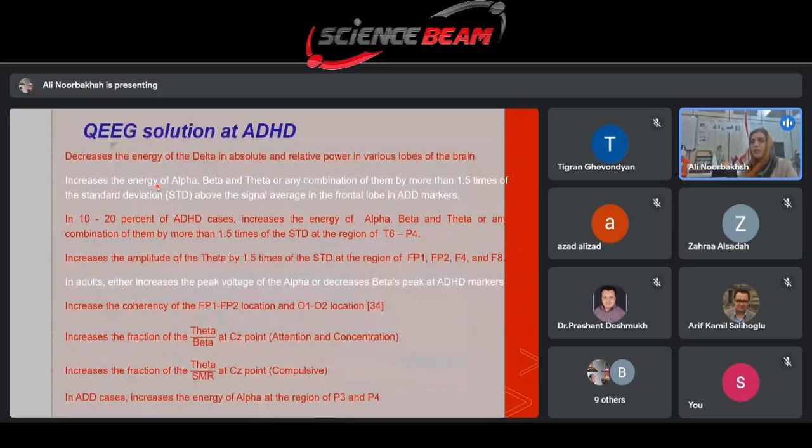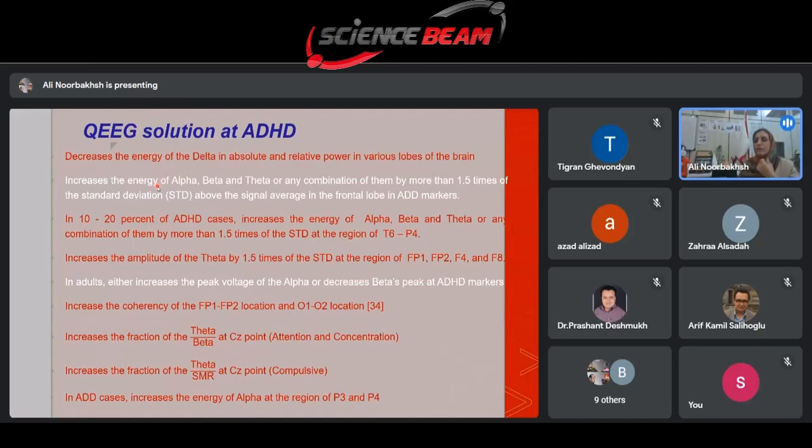In this slide, we can see the QEEG solution for ADHD: decrease the energy of the delta in absolute and relative power in various lobes of the brain, increase the energy of alpha, beta, and theta. If we say increase, it means red, okay? Increase the energy of alpha, beta, and theta, or any combination of them, by more than 1.5 times the STD, which means a standard deviation above the signal average, in a frontal lobe in an ADD marker, okay?